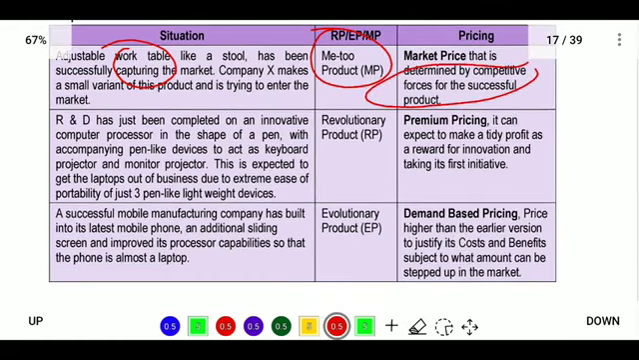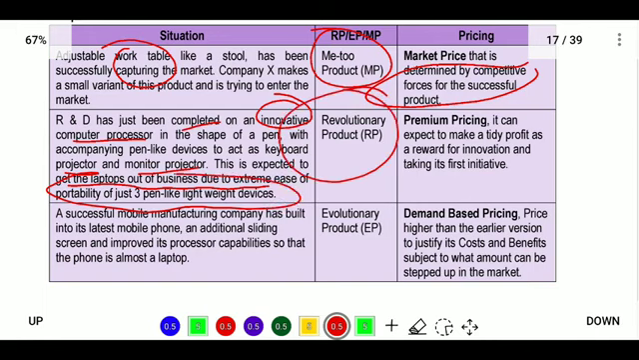Next, R&D. If you are putting effort into research and development and have just completed an innovative computer processor in the shape of a pen, with accompanying pen-like devices such as a keyboard projector and a monitor projector, this is expected to put laptops out of business due to the extreme convenience and portability of these lightweight pen devices. So it is creating a revolutionary product. It will charge premium pricing. It can expect to make a hefty profit as a reward for innovation.